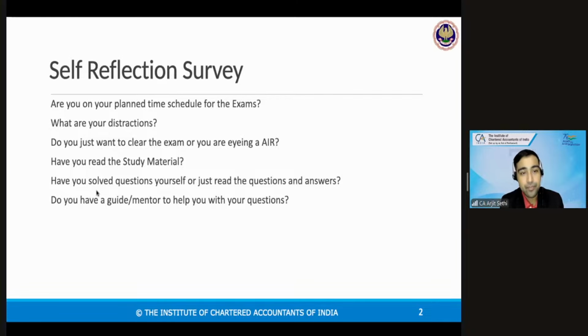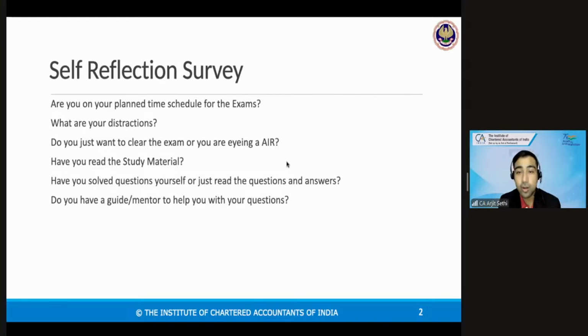Number 5. Have you solved questions yourself or have you just read the questions and answers? Okay. This is where things get interesting. A lot of students come to us and say, I have done 300 question practice. Did you just read them or did you legitimately solve them yourself? I'm not just talking about MCQs, I'm even talking about descriptive questions. Now in descriptive questions, students come and say, I did not score good marks. Yes, because you were just reading somebody else's answer.